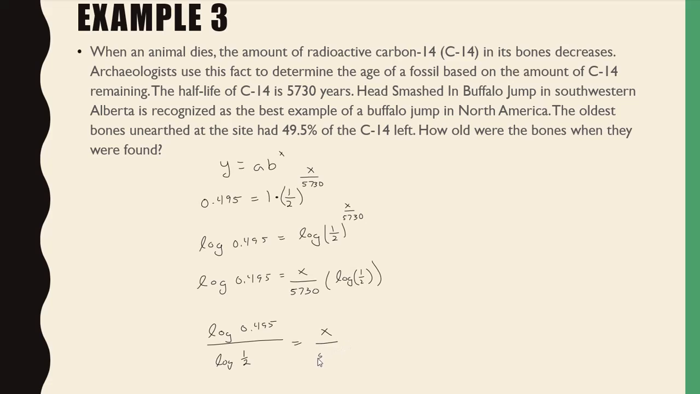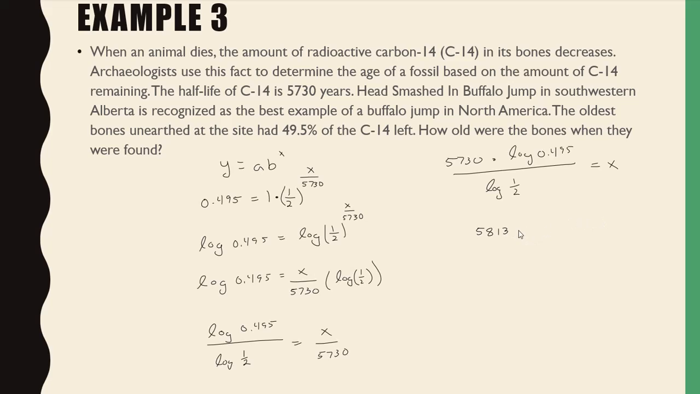The opposite of dividing is multiplying, so I'm going to multiply both sides by 5,730. So we get that times our logarithm, log 0.495 all over log 1/2. You can put that in the calculator all at once to find out what x is. And we find that it's 5,813.